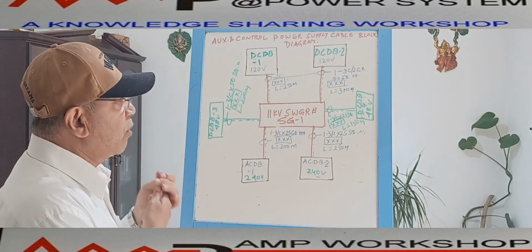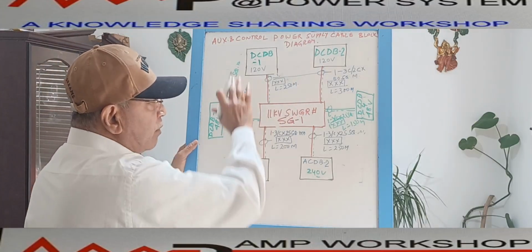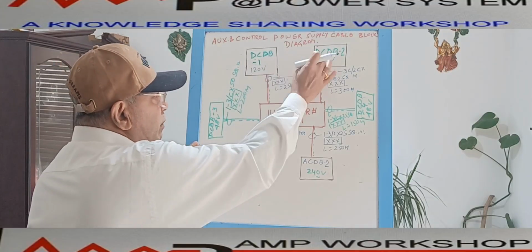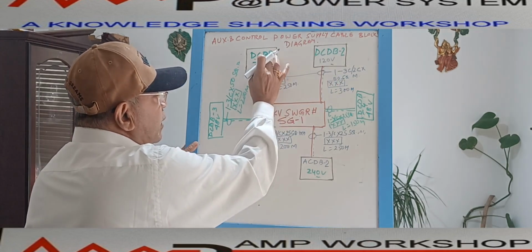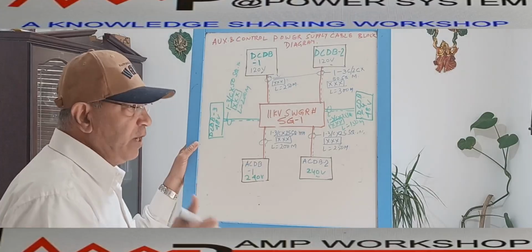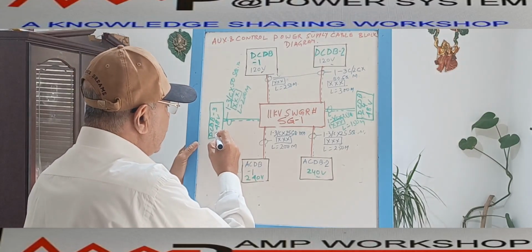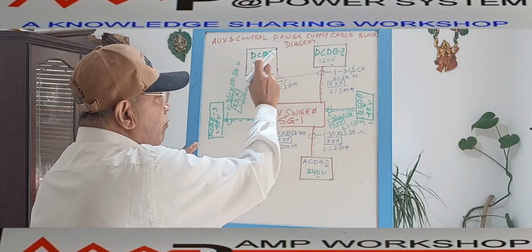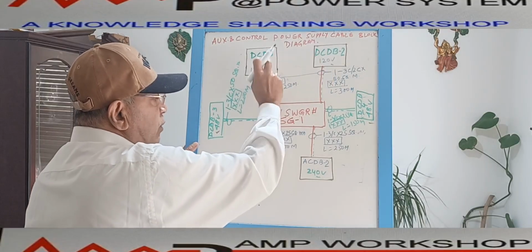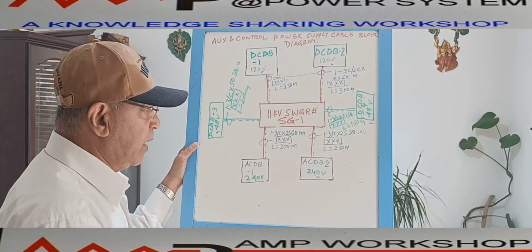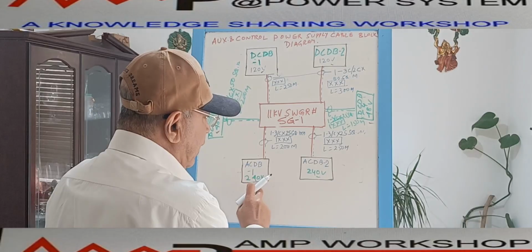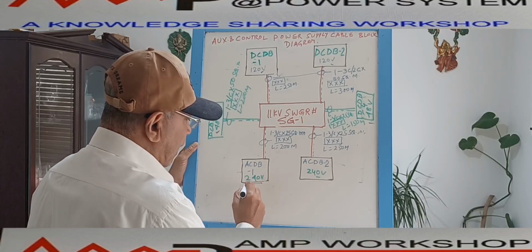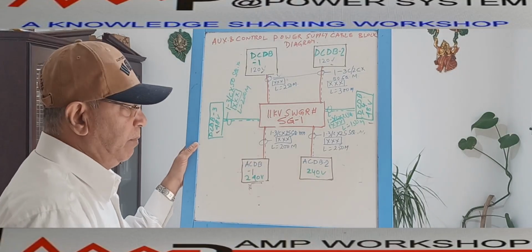For simplicity, I have drawn the circuit in advance. We have drawn two DC DBs for 120 volt, DC DB 1 and DC DB 2. And for 48 volt DC, we have also drawn two, DC DB 3 and DC DB 4. Similarly, for the AC supply, we also have ACDB 1 and ACDB 2. ACDB 1 is 240 volt, which we take from the normal supply. Here also a dual supply arrangement is there.